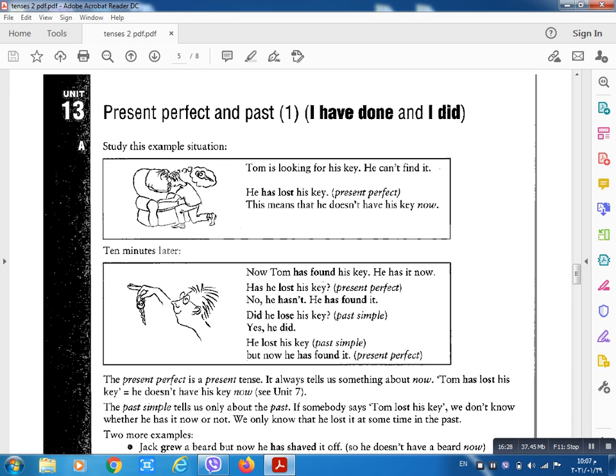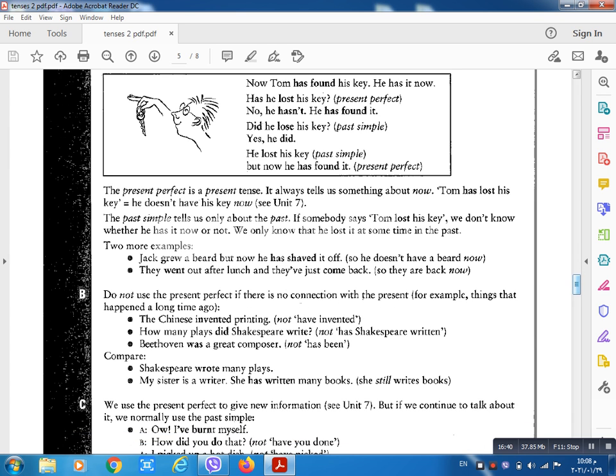So, I am giving you the conclusion here, students. Here is the point. The present perfect is a present tense. It always tells us something about now. What about now? Not as a present continuous, but as the connection, as the result that I need to understand and feel now. Tom has lost his key. He doesn't have his key now.